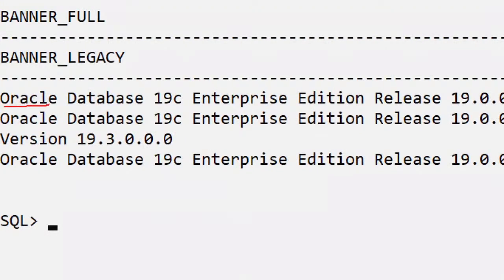Oracle is a product from Oracle Corporation. But what type of product is it? Database product. What is the version we are learning in our course? 19c is the version of this DB product.